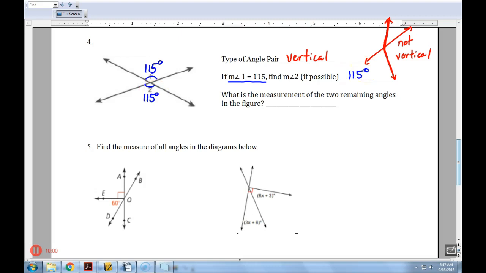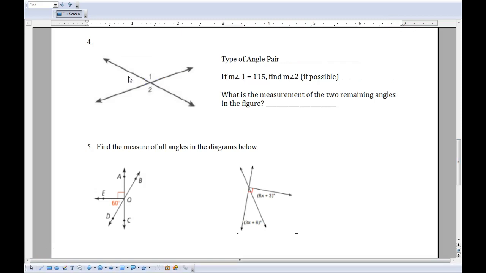And then also, what is the measurement of the two remaining angles? I also know how much these guys are because there's a linear pair going on right here. From this line all the way over to this line adds up to 180. So I should be able to find this angle right over here. I do 180 take away 115, boom, 65 degrees. And since these two are vertical angles, 65 degrees. So all I ever need is one out of the four and I can get all of them. It always works like that with vertical angles. All right, moving on down.